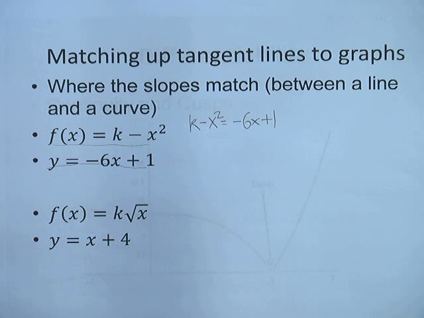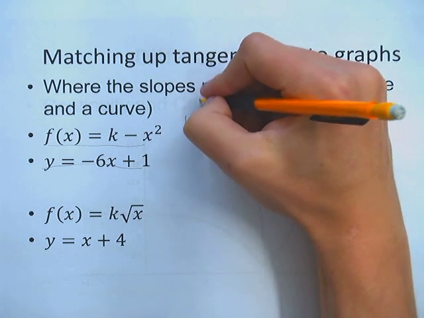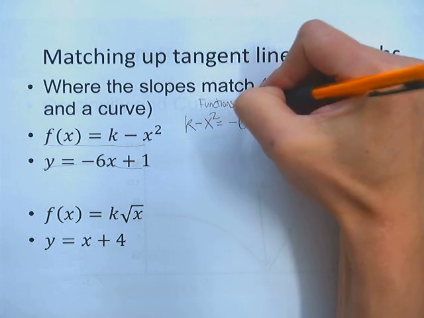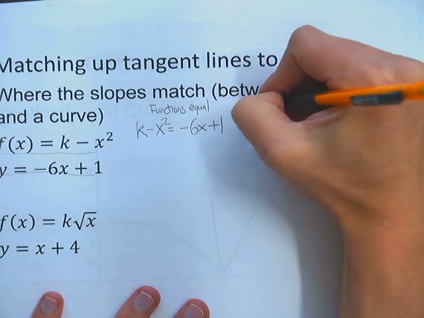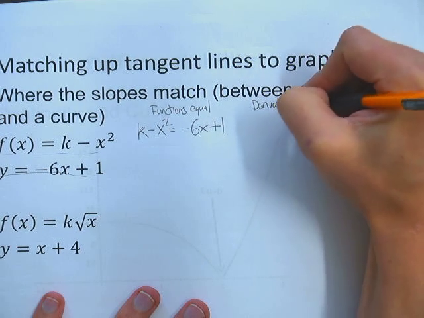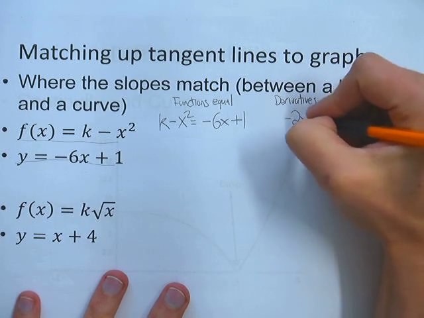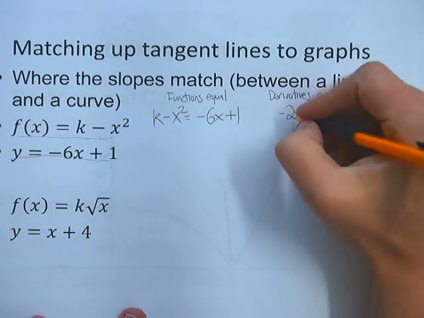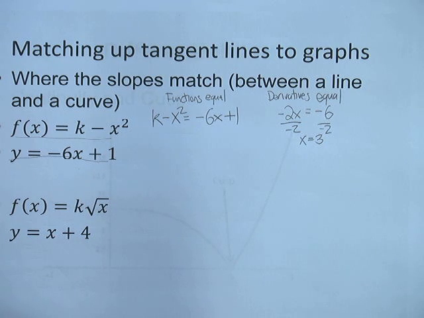Okay, then you set their derivatives equal. So this is the trickier step. So this is functions equal. And the next one is derivatives equal. So our derivative of the first thing is just negative 2x, and our derivative of the second thing is negative 6. Turns out that's really nice. We can just divide by negative 2. We get it that it's at x equals 3 that this happens.